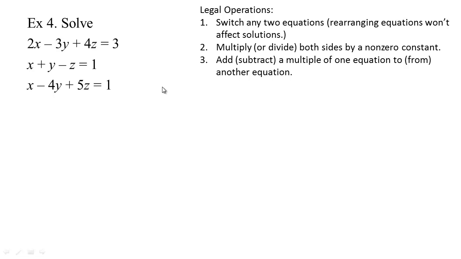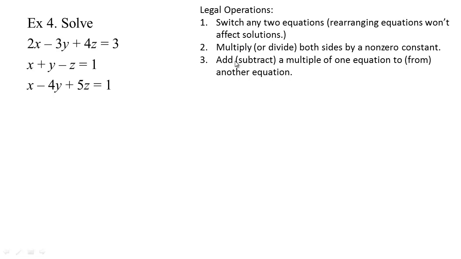Let's work through some more examples of using Gaussian elimination with back substitution in order to solve a system of three equations in three unknowns. So remember the legal operations we have. We can switch any two equations, because rearranging equations won't affect the solutions. We can multiply or divide both sides by a non-zero constant, because if we do that to a single equation, we'll still have the same solutions. The equation will just look a little bit different.